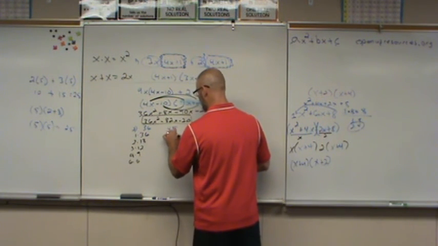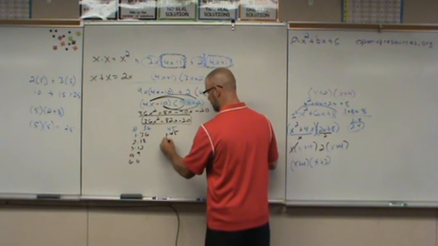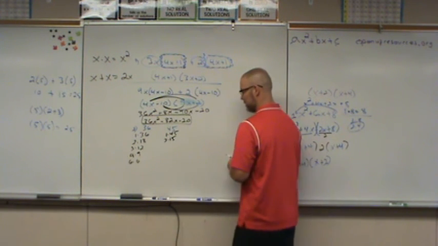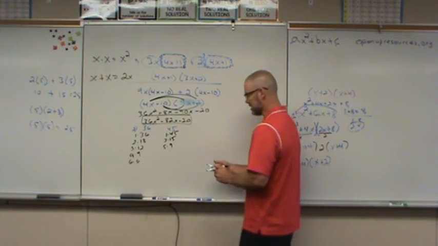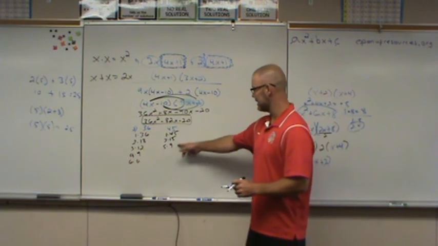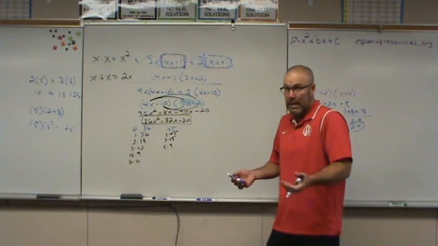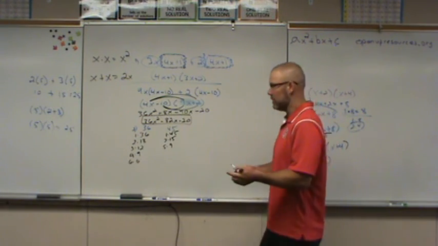45, 1 and 45, 2's not a factor. 3 and 15 is a factor. 4's not, 5 times 9, 6 is not, 7's not, 8's not, 9 is listed, 10's not. Again, quickly I can list my factors. Rewind that if you need to.